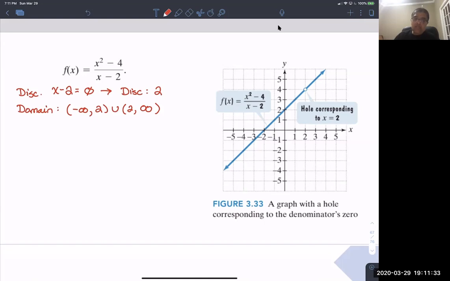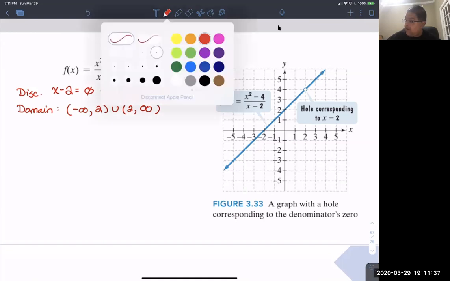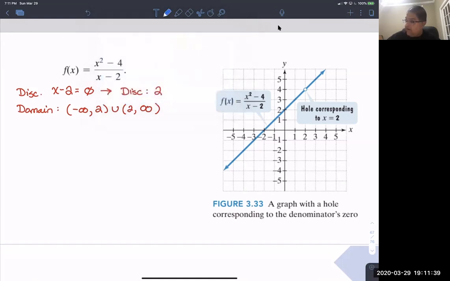Okay, so the first thing we're going to do is factor both the numerator and denominator. Now notice the denominator is already a binomial and we don't need to factor. There's nothing to factor here. But the numerator can be factored. So how do we factor x squared minus 4? Pause the video and try to factor it yourself.